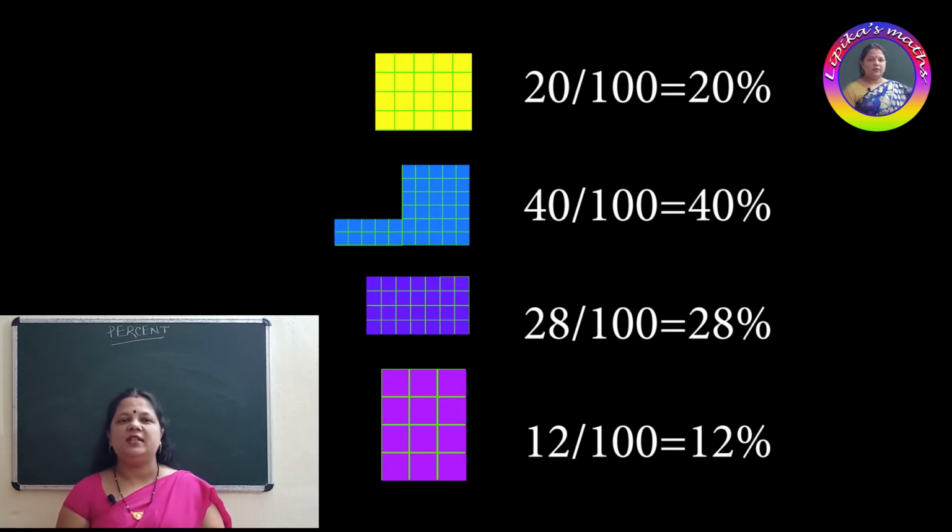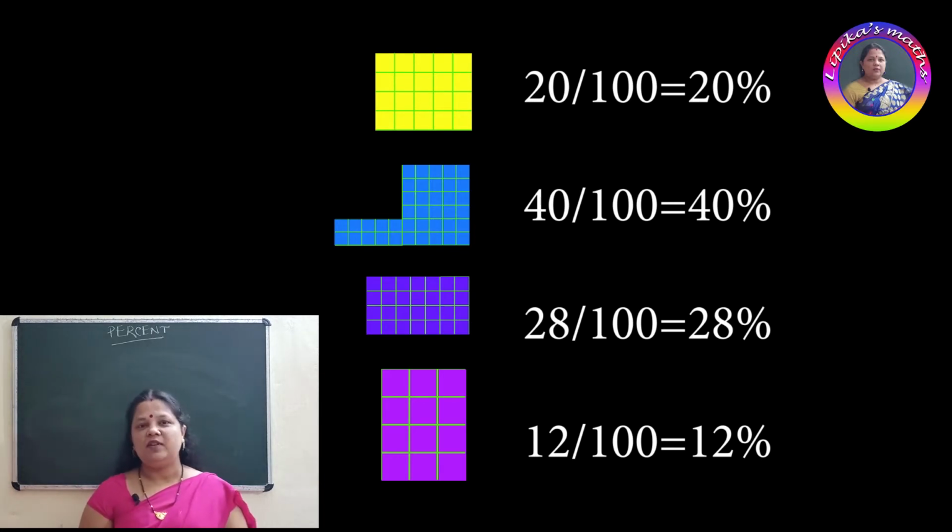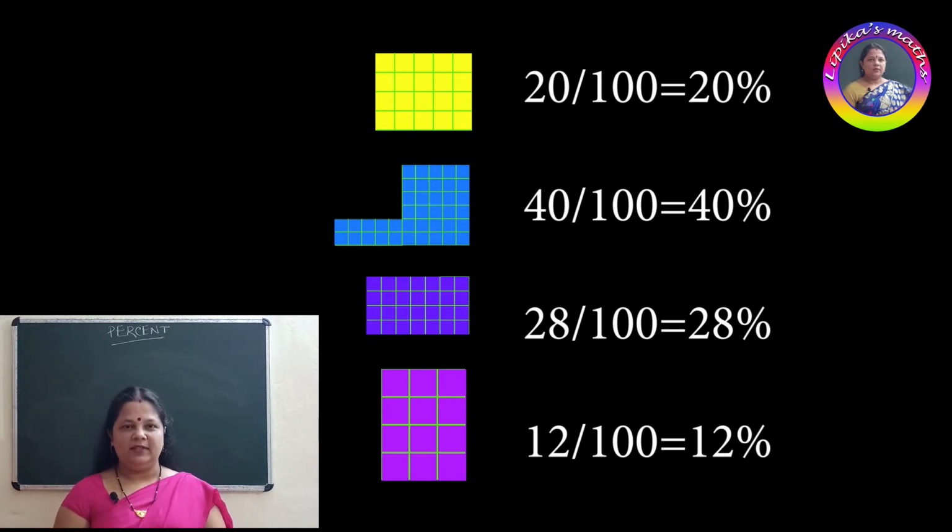Then how to change this? 28 by 100 means we got here in the form of percentage. Percentage means out of 100, per 100. Clear? So the yellow color we will represent as percentage, that is 20 by 100 means 20%. Okay? Then blue color 40 by 100 means 40%. 40% of your squares are blue color. Then purple 28 by 100 means 28% and pink is 12%. All total you will find 100 squares.